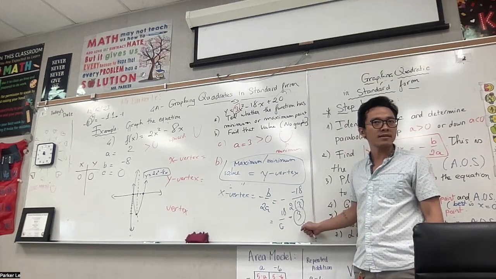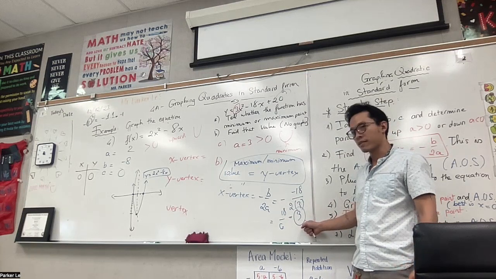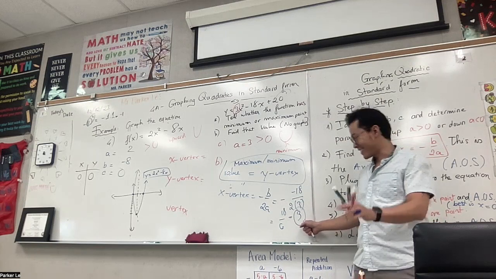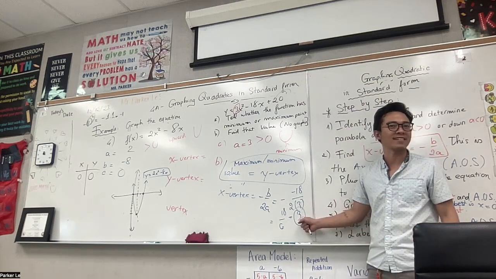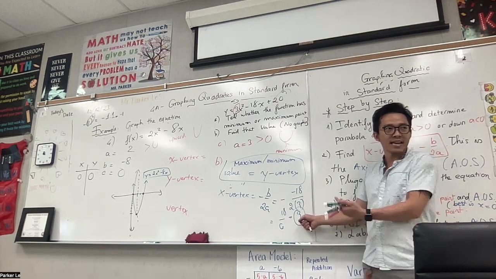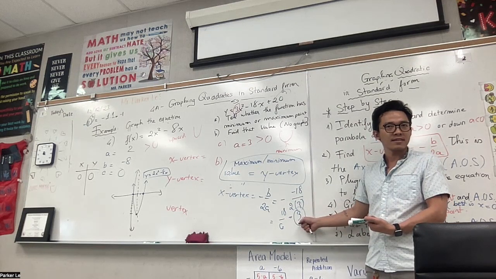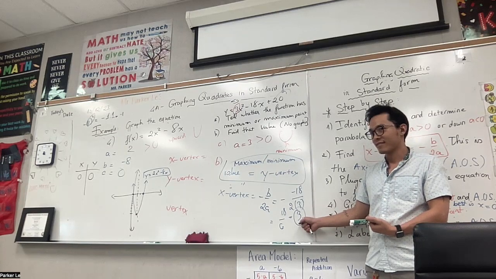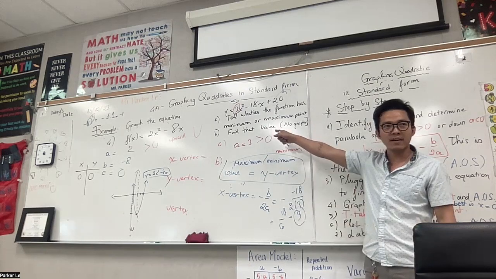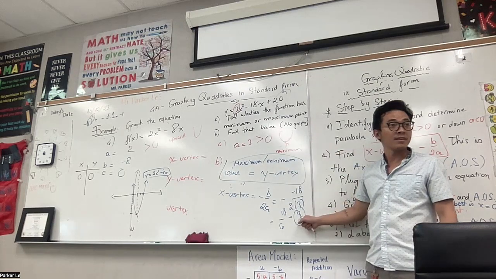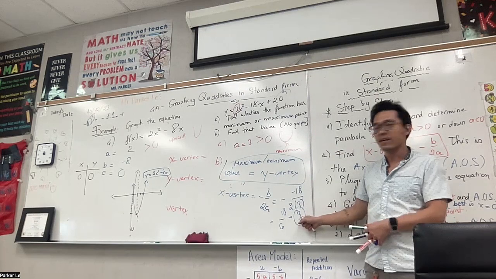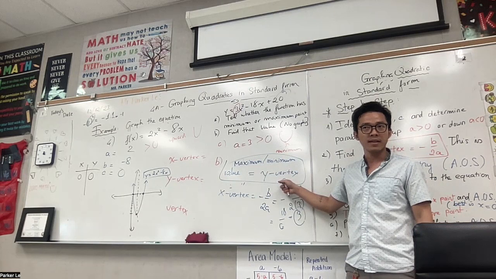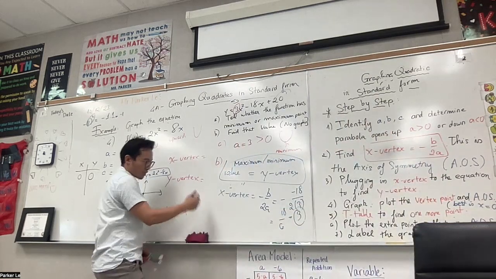Is this my answer? No. Why is it not my answer? Did we answer the question? Find the value. Because this is the x vertex. Remember, for maximum or minimum value, they're asking about the y vertex. So you need to find the y.